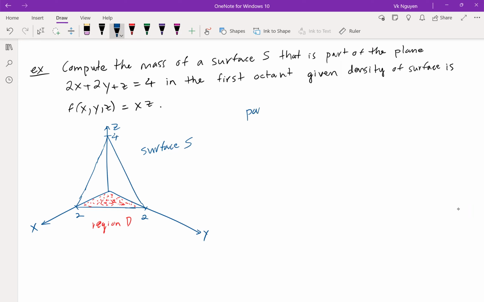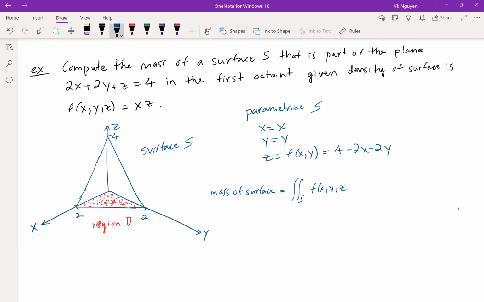Okay, so x equal x, y equal y, z equal to f(x,y). Yeah, that is going to be 4 minus 2x minus 2y. It's the surface integral, double integral of f(x,y,z) dS. That is the mass right here.